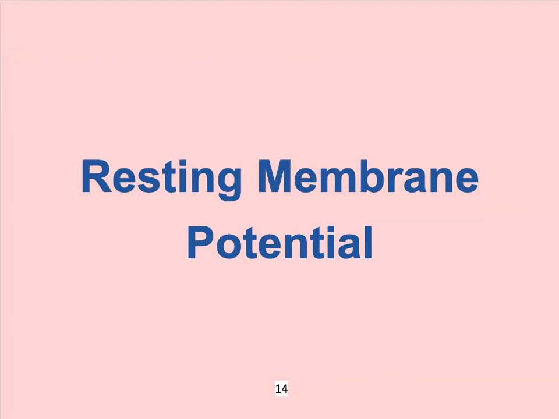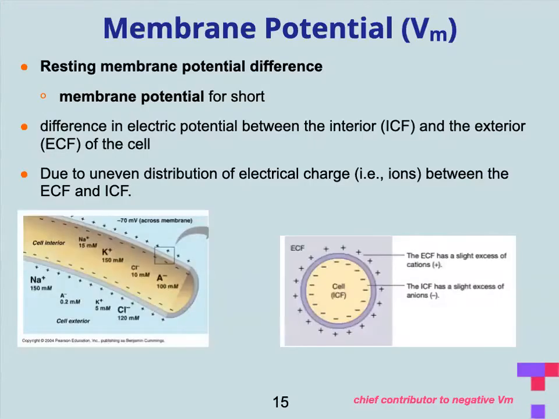Let's move on to talking about resting membrane potential. So now, on the topic of membrane potential, there's an electrical disequilibrium that exists between the extracellular fluid, ECF, and the intracellular fluid, ICF. And this electrical disequilibrium is called the membrane potential difference, abbreviated Vm. Sometimes it's called membrane potential. The membrane potential results from an uneven distribution of electrical charge between the ICF and ECF.